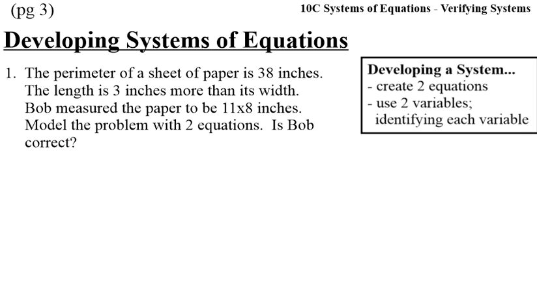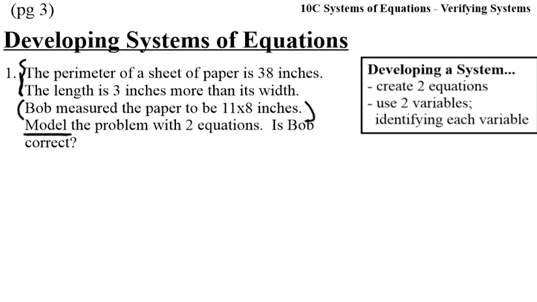Number one, the perimeter of a sheet of paper is 38 inches. The length is 3 inches more than its width. Bob measured the paper to be 11 by 8 inches. Model the problem, and is Bob correct? Well, the first thing we want to do is model the problem. So what don't we know? Forget what Bob measured. This isn't important right now.